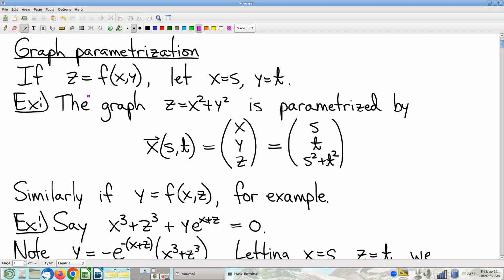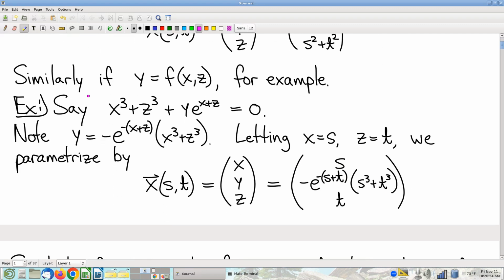So this was our last example last time. Suppose y is a function of x and z. No sweat. Same trick works. You might even not have it already solved for. You might have to solve for it. Fine, whatever. That's a little preliminary effort.